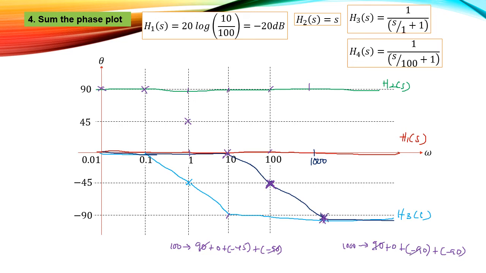Okay, so now connect them all. There you are. Alright, so next, if you continue until the next cycle, 10,000, it's 90 plus 0 minus 90 minus 90, and it keeps minus 90 onwards. So then it's constant over there. So this is the purple one, your H(s).